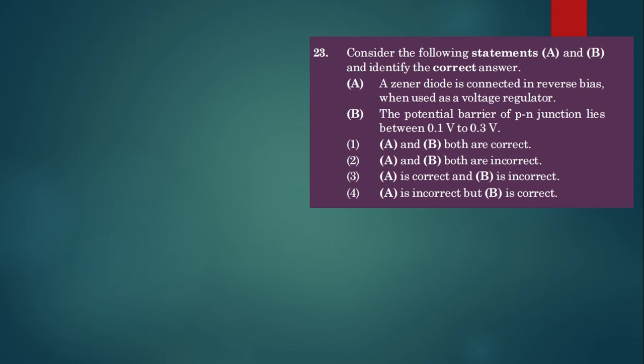Here in this question, 2 statements are given based on the semiconductor chapter. Let's read out the question. Statement A says that Zener diode is connected in reverse bias when it is used as a voltage regulator. Yes, Zener diode is used as a voltage regulator and it works in reverse bias mode. This statement is correct. The second statement says that the potential barrier of a PN junction lies between 0.1 and 0.3. Incorrect. The potential barrier is more than that, 0.7 for silicon. Therefore, this statement is incorrect. So option 3 is the correct option.